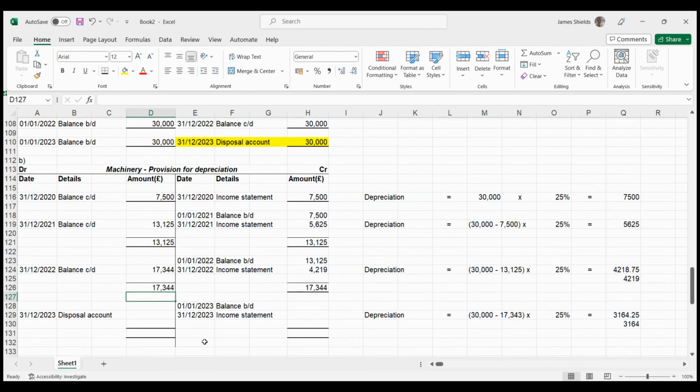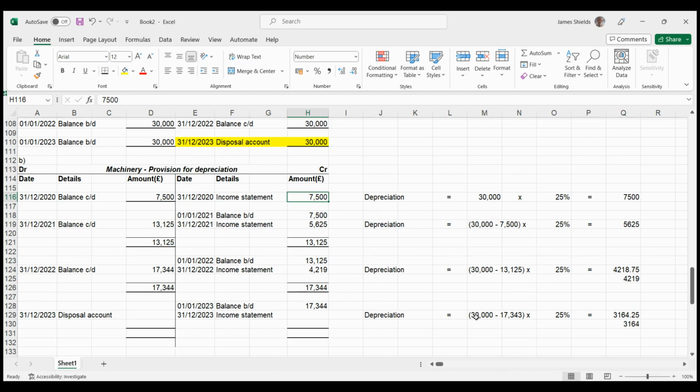17,344. Now the year of disposal. So again, at the end of December 2022, the balance carried down of 17,344 becomes the balance brought down on the 1st of January 2023. So it's going to be 17,344. Let's just check that, 17,344. Depreciation for the year ended 31st of December 2023 is the 30,000, take away the depreciation from the past, which is all of these three here, and that totals 17,343. Let me just check. That is not 343, sorry, it's 17,344.